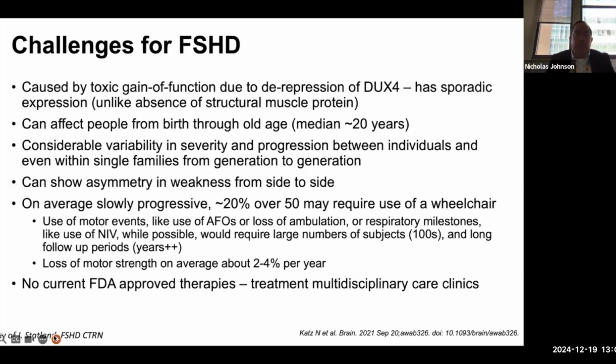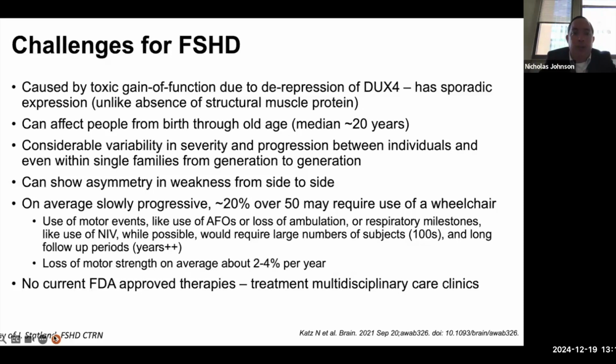FSHD can affect people from birth until old age. So what age do you start treatment? And then there's considerable variability in severity and progression between individuals and within even a single family from generation to generation. If you can think about your other family members with FSHD, that might sound familiar to you. It's asymmetric. So in general, one side or the other is weaker. So, if you're thinking about a trial, do you always measure the left grip or the right grip?